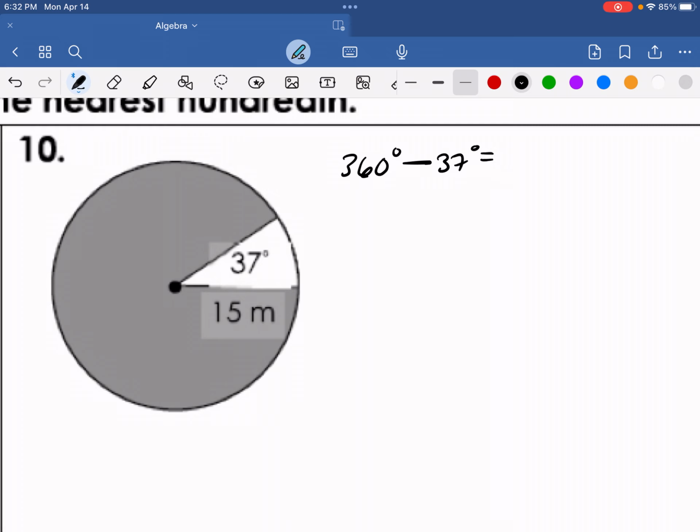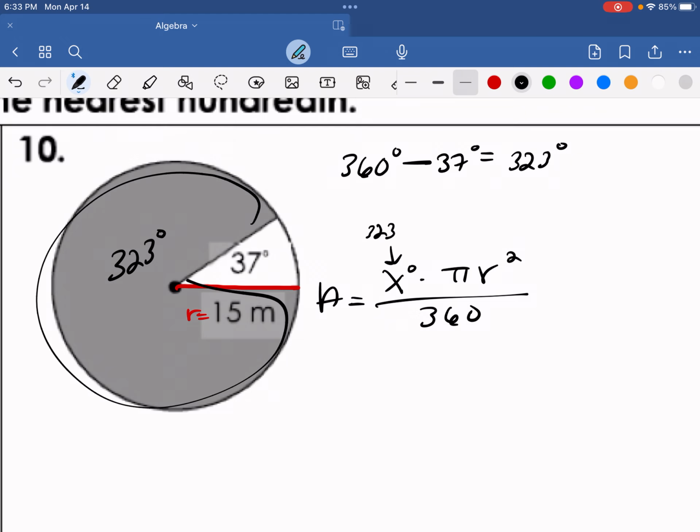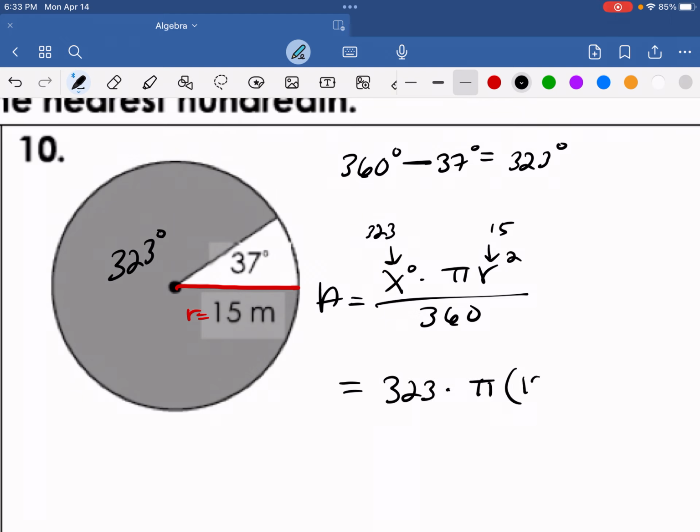37. 360 minus 37, and we're left with 323 degrees. This is 323 degrees. So now we know how much it is. And then the radius is from the middle to the edge, so that would be 15. So again, the formula is the degree times pi r squared divided by 360. That's the area of a sector. So now we know that the degree we want is 323 because we want the big gray section. And then the radius is 15. So it would be 323 times pi and then 15 squared divided by 360.